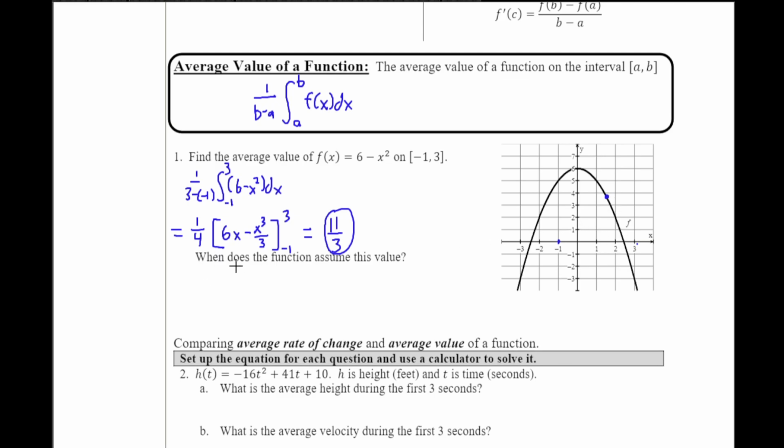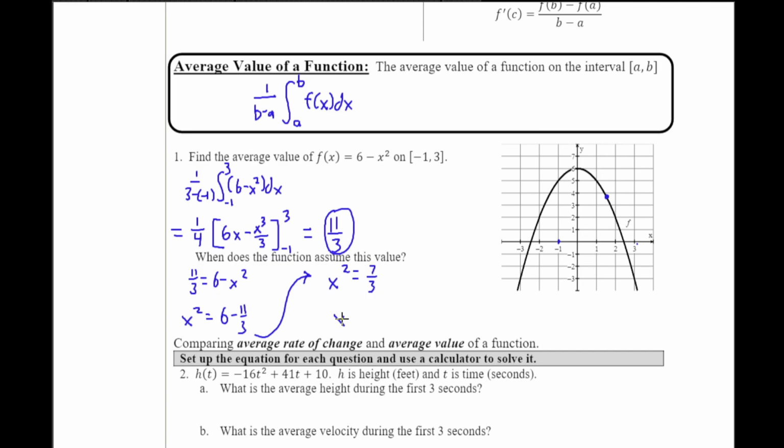So when does this function assume this value? All you do is set the function equal to 11 over 3. So 11 over 3 is equal to 6 minus x squared. So bring the x squared over. X squared is equal to 6 minus 11 over 3. X squared is equal to 7 over 3.